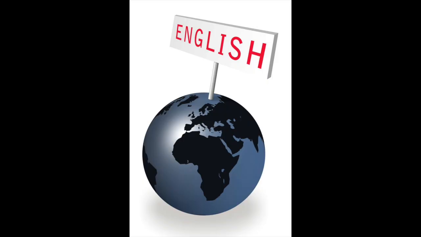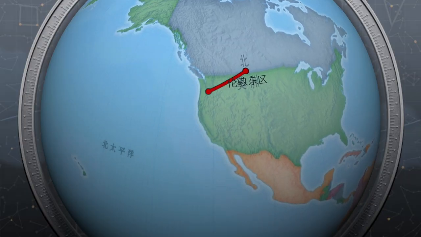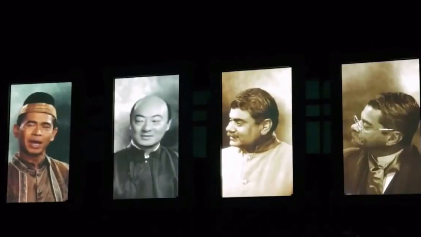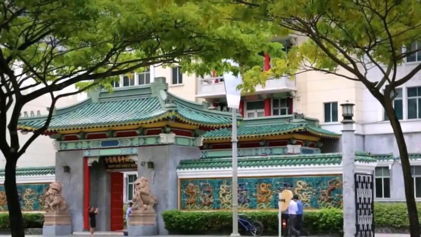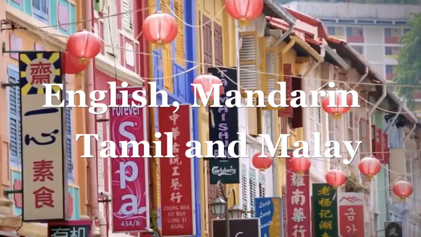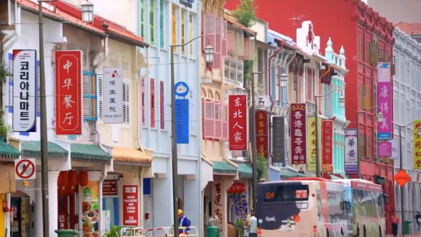However, since English is becoming a world language with globalization, more and more places are changing to a triglossia or polyglossia situation, which means 3 or more languages or dialects perform different functions. Singapore, as an international tourism country with complicated cultural background, is in a polyglossic language situation. It has English, Mandarin, Tamil and Malay as its official languages.